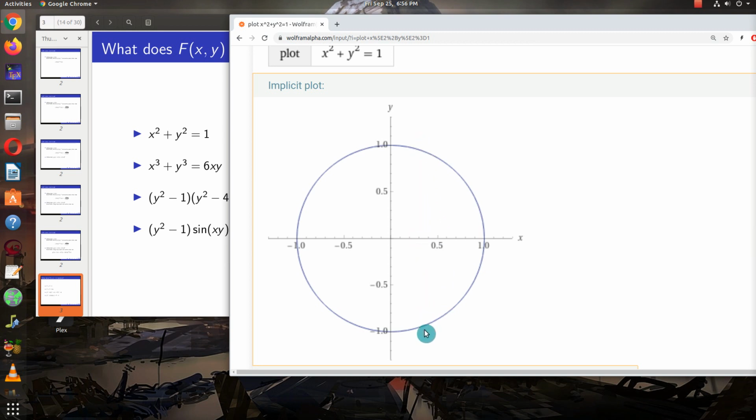So this is not a function. However, if we break apart the circle so that we just take either the top half only or the bottom half only, then we can break this curve up into two functions. One function on the top, one function on the bottom. And so we think of this as implicitly defining a function. It doesn't define a function itself, but it's implicit because we could break up the curve to get a function.